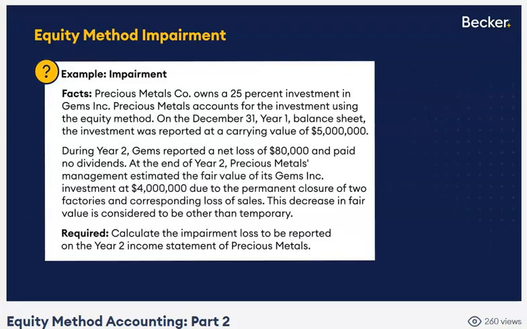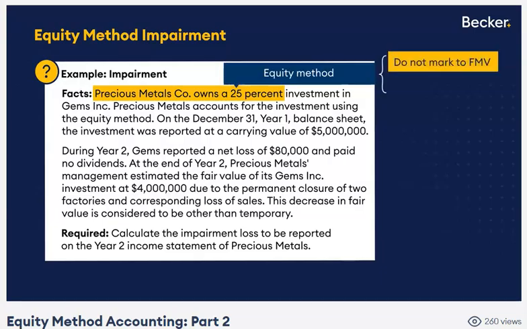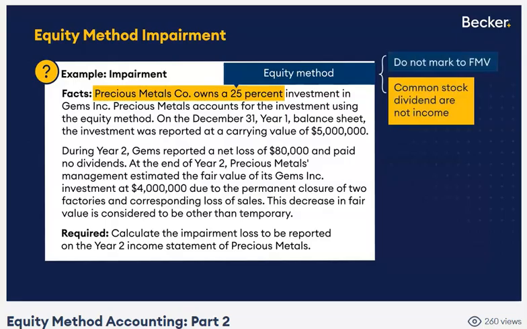All right, so here's our example. You ready? Precious Metals just bought 25% of Gems Inc. You see the 25%, you think equity method. Do not mark it to market value. Common stock dividends are not income. They tell me we had a carrying value of $5 million at the end of year one, which is obviously the beginning of year two. So the carrying value at the end of year one, beginning of year two, is $5 million. That probably was not the fair market value, right? That was adjusted from their original cost, whatever.